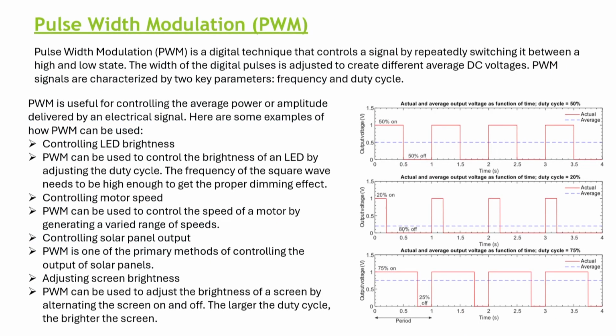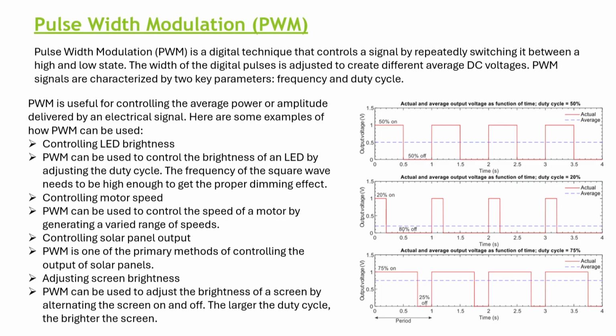That is one important part. The other important part is what we call pulse width modulation. Pulse width modulation is a digital technique that controls a signal by repetitive switching of the signal between a high state and a low state. Thus, you can create this pulse width signal from a DC volt.